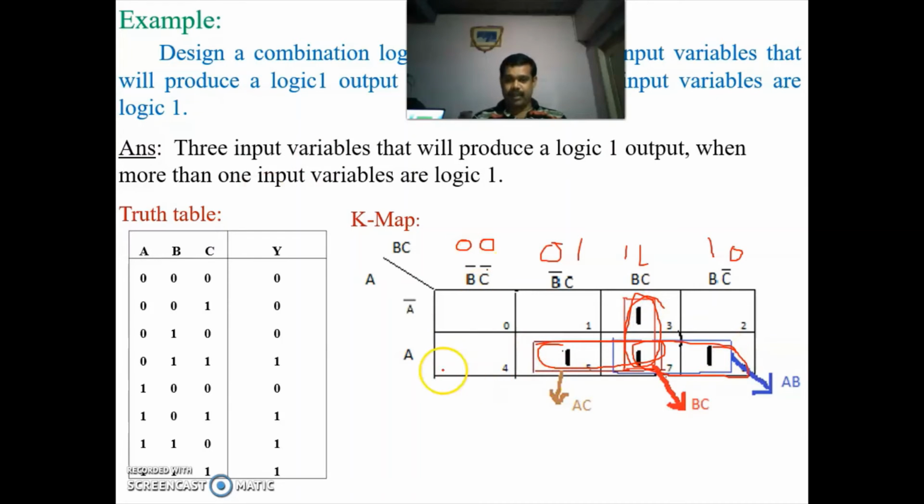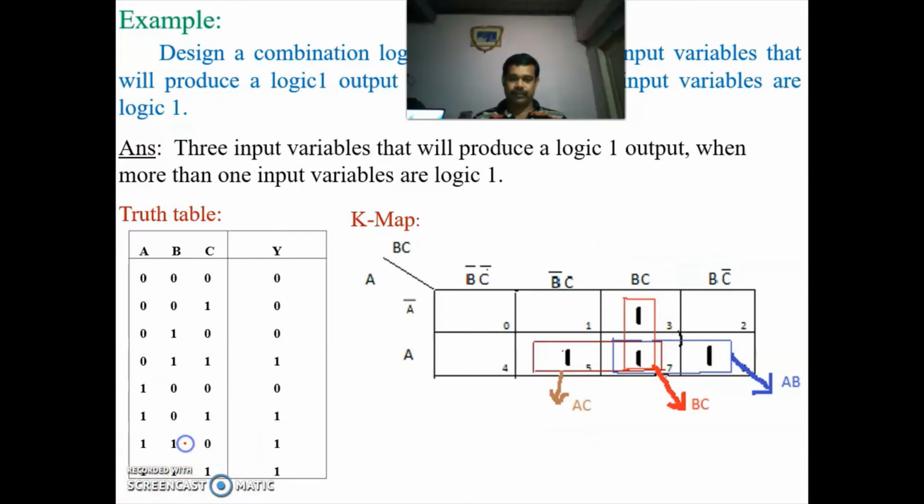So for the first group, you have used this row and these two columns. So in this row, you are having only one variable A that we have taken. So in these two columns, C is not changing. The value of B is 0 here, 1 is here. So the value of B is changing. So neglect that variable. C is not changing. So we have considered it and the expression is AC.